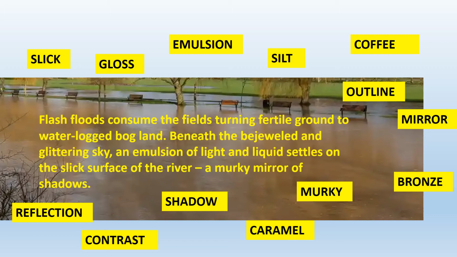So we're talking about floods. The task is about floods, and often on the news, they're described as flash floods. They come quickly, they're unexpected, and then you're left with this sort of devastation. And it's a nice use of alliteration. So I've written, flash floods consume the fields, turning fertile ground to waterlogged bogland.